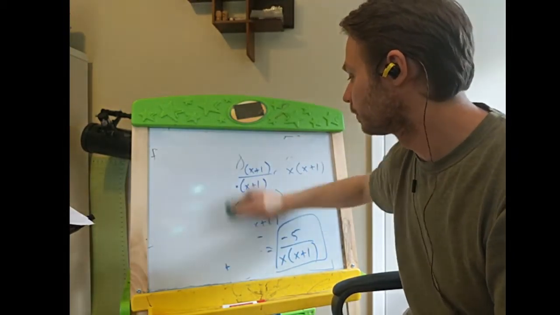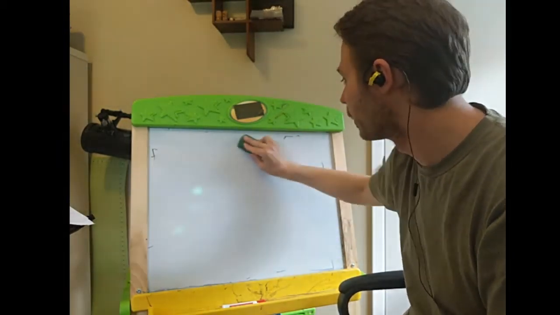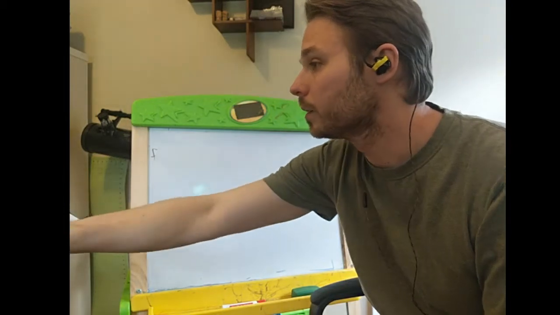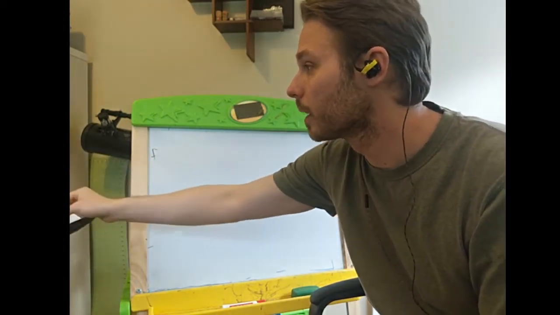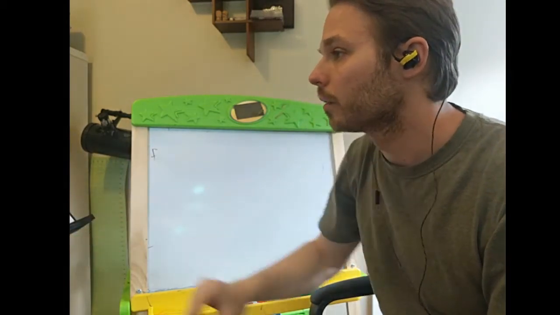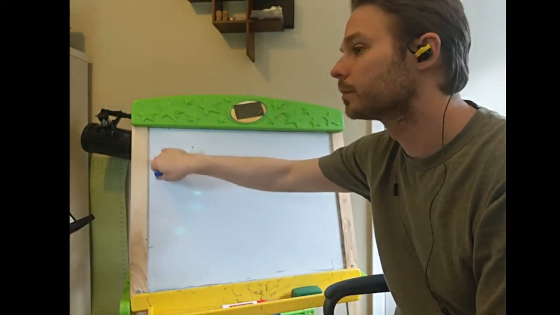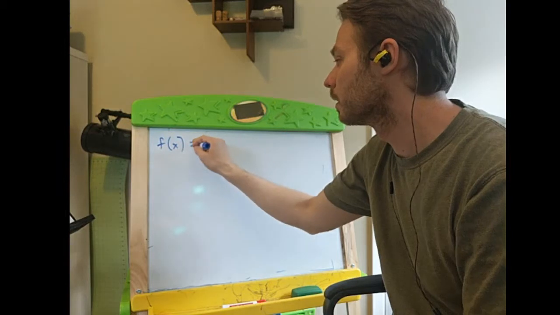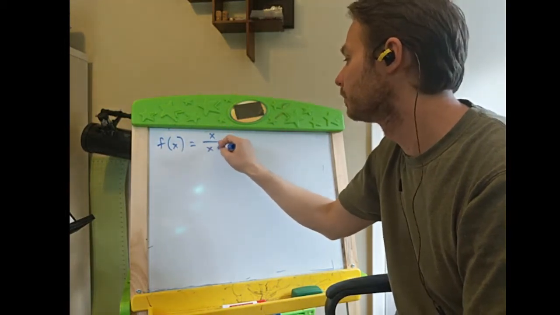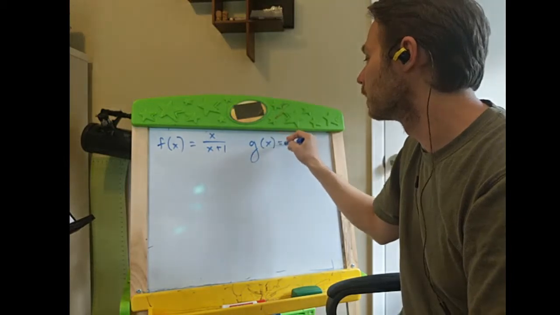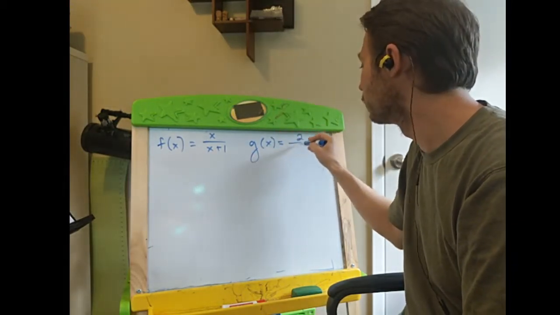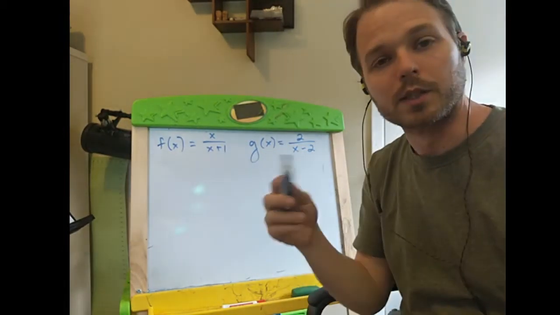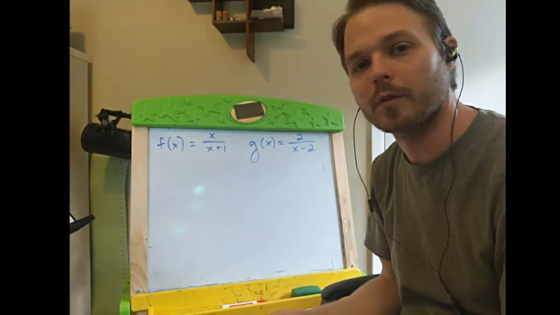All right, let's try another one. I think I'll pull another one from the practice problems in the book. Alright, so how about the last practice problem? Let's do f of x is x over x plus 1, and then g of x is 2 over x minus 2. If you see me looking back, I'm just making sure that everything's going fine through the live stream.